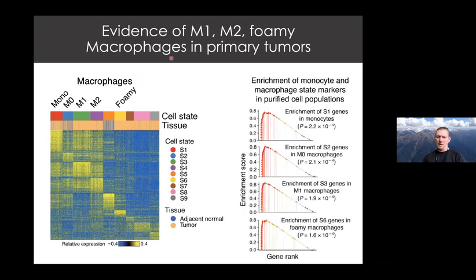This is just showing how we look at the enrichment to identify which of these previously described macrophage states correspond to our gene expression profile. So we're just basically doing a gene set enrichment analysis to show the enrichment of genes which are specific to these particular macrophages as described previously.